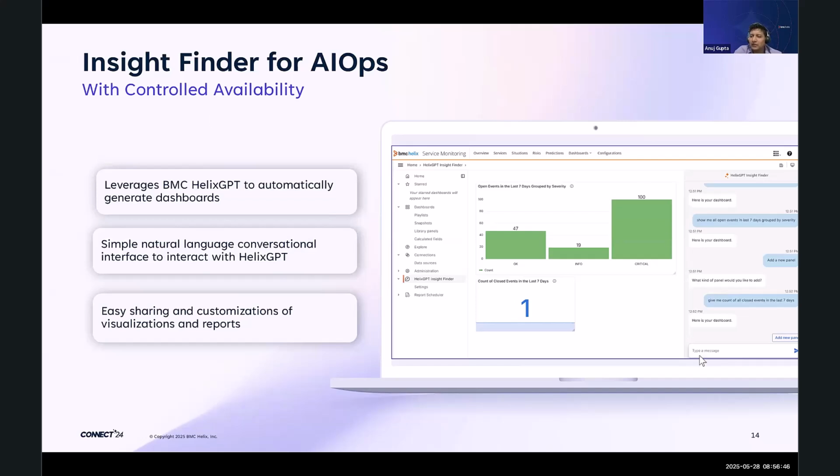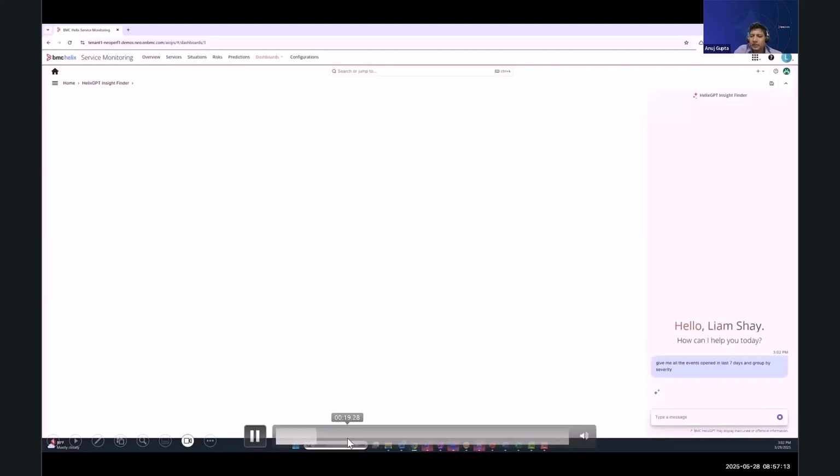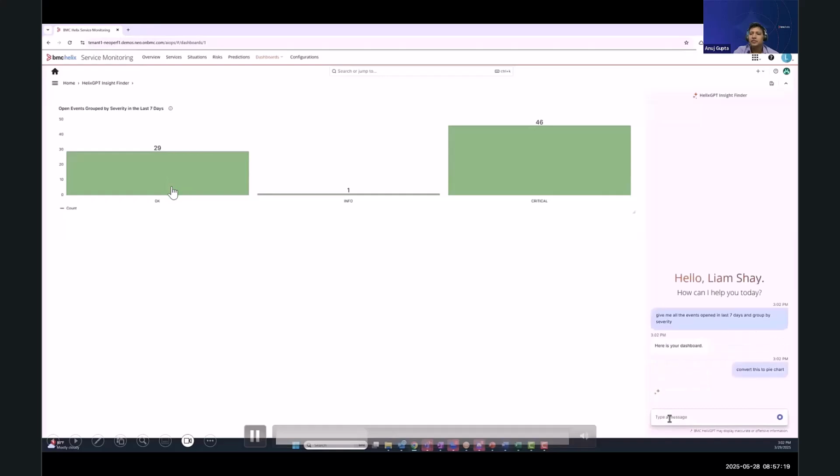So we have provided a natural language interface, which is conversational in nature, to interact with the Helix GPT, and these dashboards which are created can be customized and easily shared as well. So if I run it, let's say what we have is a blank dashboard. We query this and ask, hey, give me all the open events in the last 7 days and group them by severity. So Helix GPT is going to query the events, and based on that, it has generated these visuals.